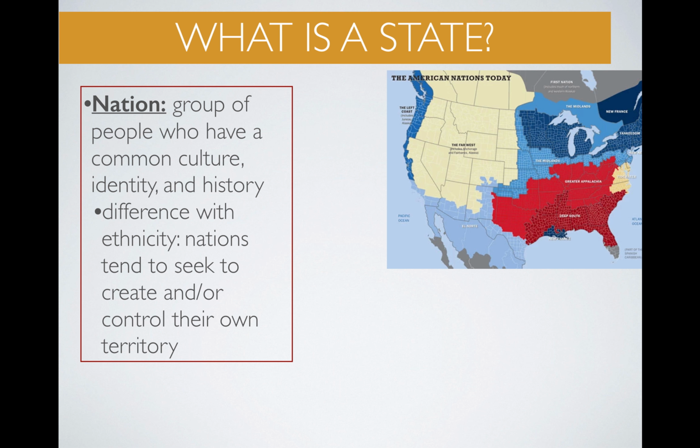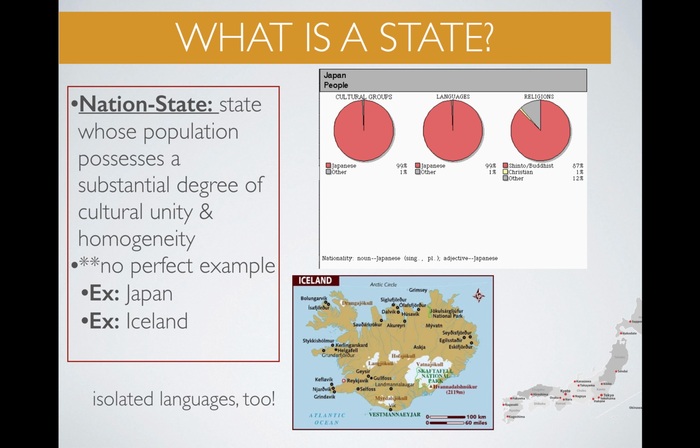Let me stop there. Nation: culture groups who often want territory. State: the country. Let's leave it at that. Now, things are about to get complicated when these two concepts blend together.